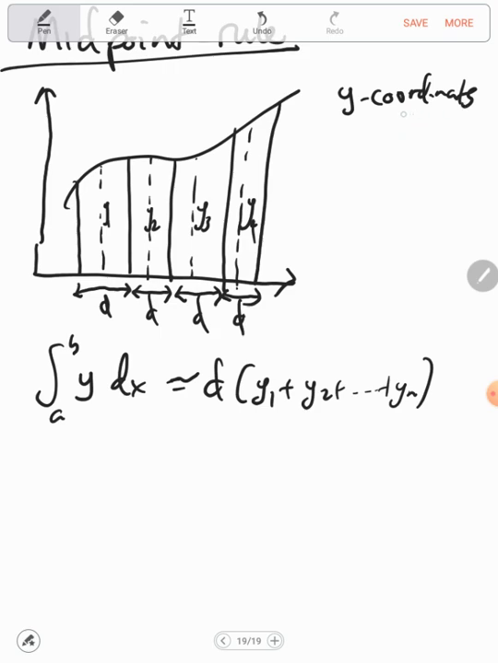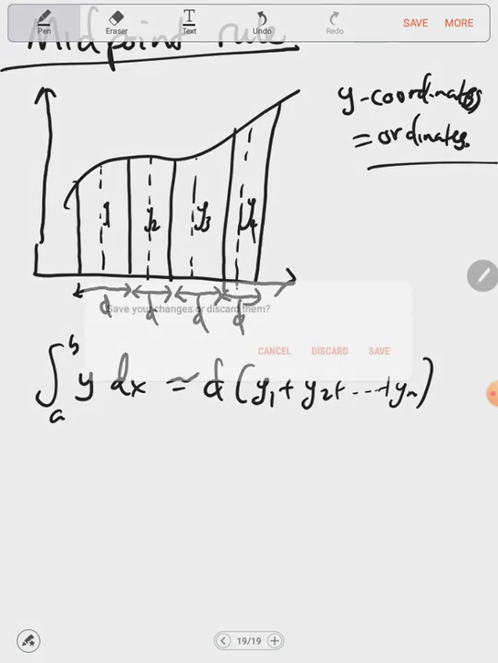So the y coordinates are also known as ordinates. Okay, let's see how we find that.